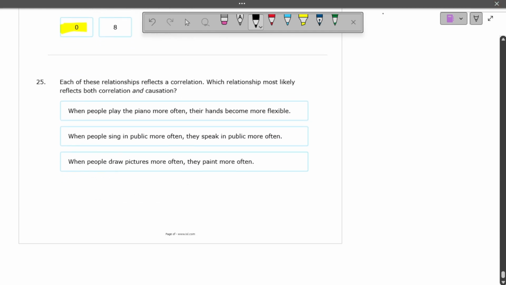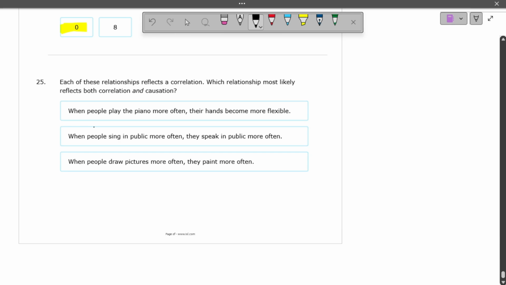And then 25, each of these relationships reflects a correlation. So which relationship most likely reflects both correlation and causation? Correlation means the two of these typically go together, like our scatter plots above. But causation means one directly affects the other. So let's read all three of these. When people play the piano more often, their hands become more flexible. When people sing in public more often, they speak in public more often. And when people draw pictures more often, they paint more often.